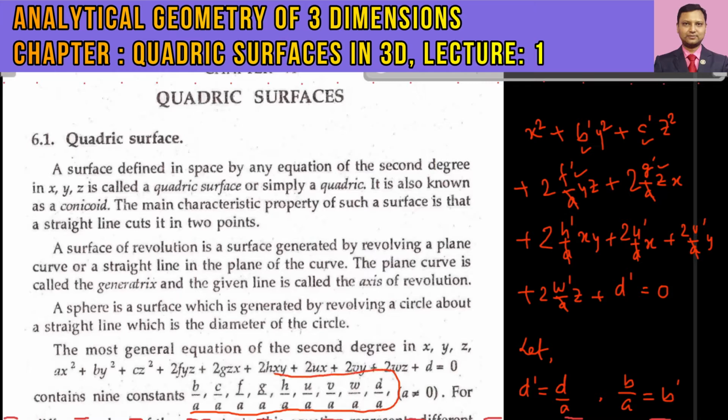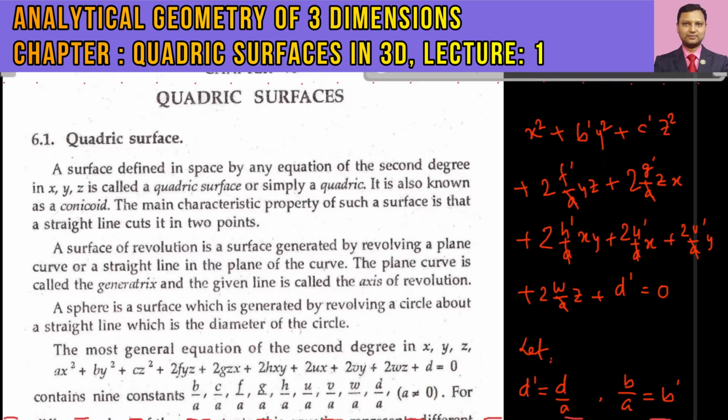This can be written in this way. So in order to determine a second degree equation, we need to know 9 independent relations involving x, y, and z, so that we can determine all these 9 constants.